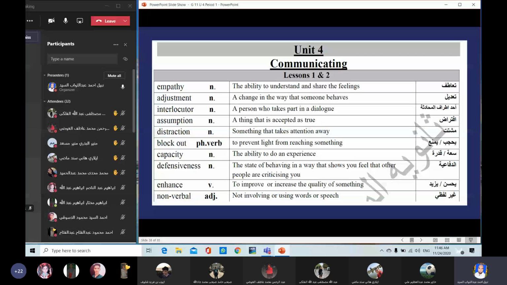Okay, be ready to do the next exercises. You've got here 2 exercises. Fill in the spaces with words from the list: capacity, empathy, enhance, interlocutor, blocks out, adjustment.